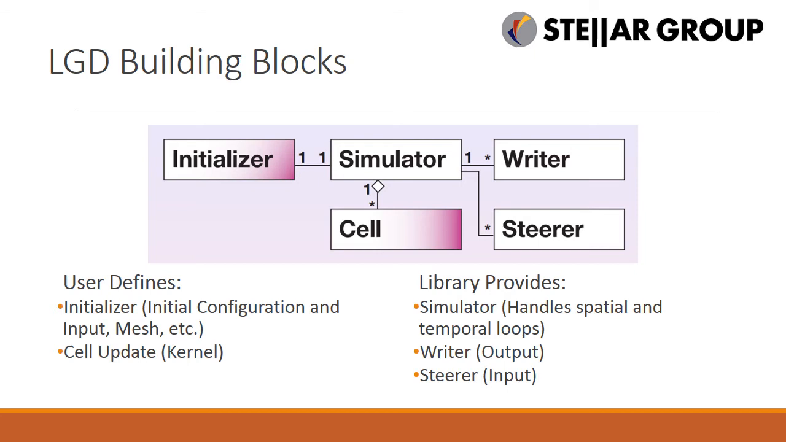And then the libgeodecomp library supplies the simulator, which is really the heart of libgeodecomp. The simulator takes care of all the data dependencies between your individual cells. It takes care of the temporal and the spatial loops. And we have the option of either using built-in, already developed writers and steerers, or we can customize those and add those in as we need to later.